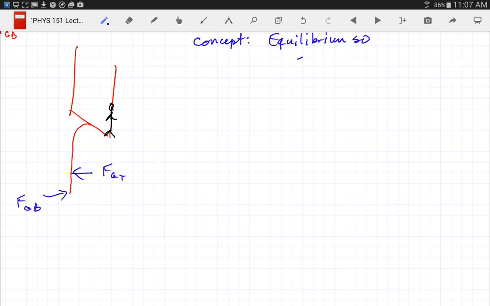So the sum of the torques has to equal 0 and the sum of the forces has to be 0. And so I'm just going to find torques about... it specifically asked me to find the force of the ground at the bottom.